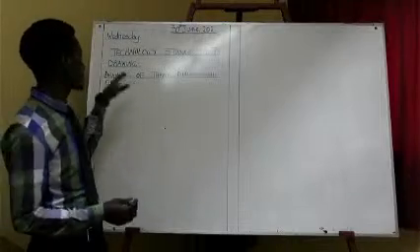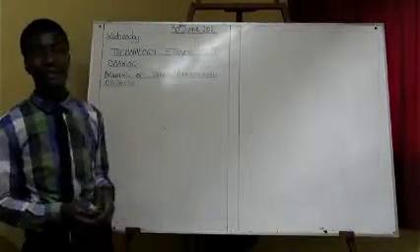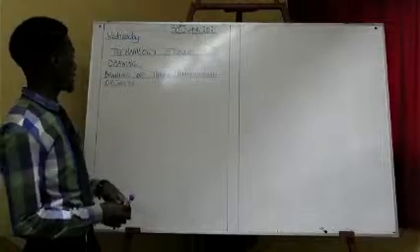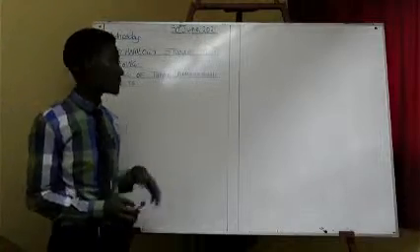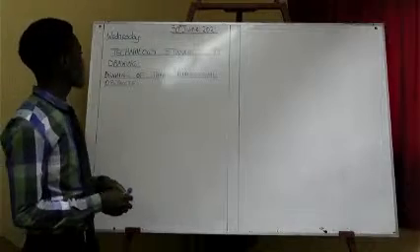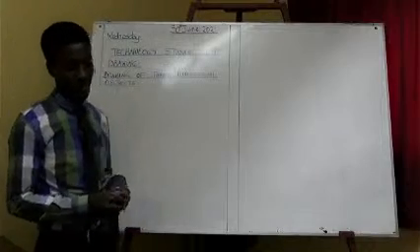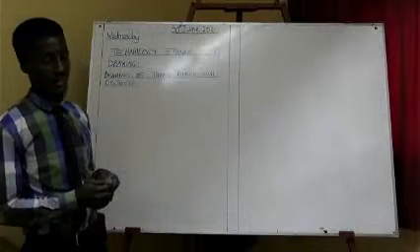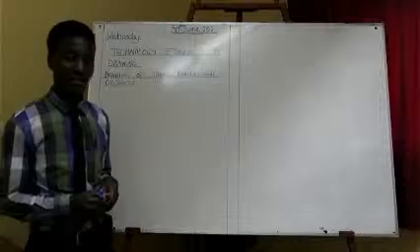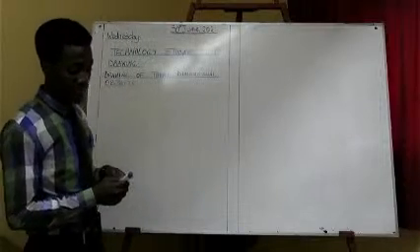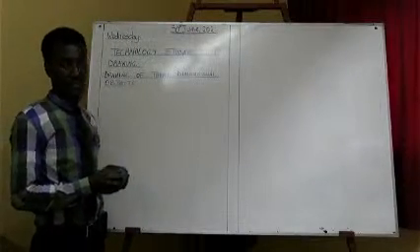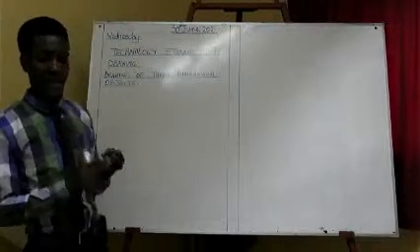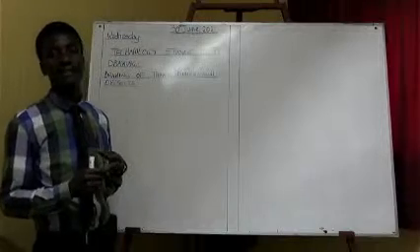We are going to look at technology studies. Then under technology studies, our topic for today is drawing. Then under drawing, we are going to look at drawing of three-dimensional objects. People might wonder what these three-dimensional objects are. Under these three-dimensional objects, we are going to look at the measurements. The measurements that I'm talking about are the height, width, and the length.